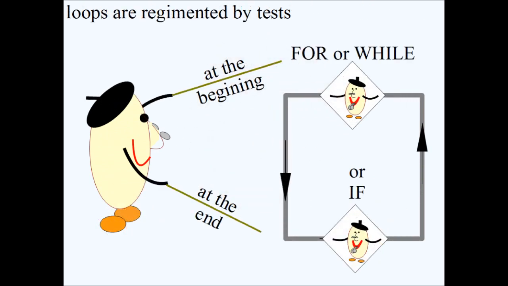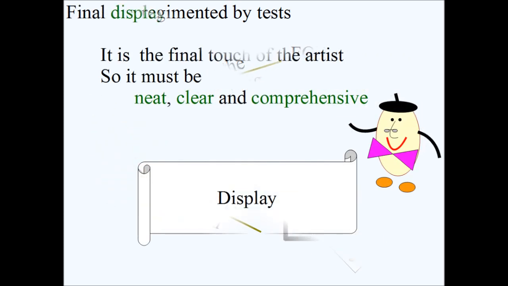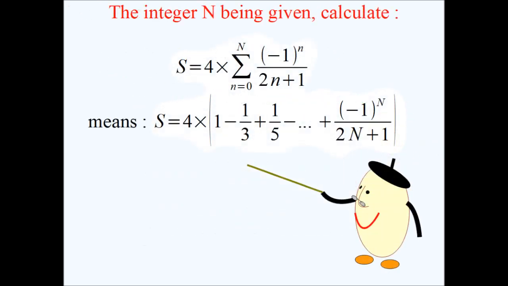You see, generally, a loop begins with a while or for, and sometimes it can end by an if. Final display, very important to present very well the result. It's the final touch.